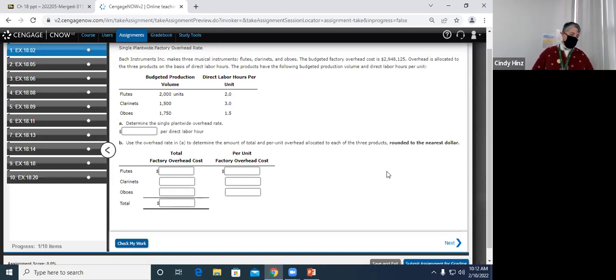Because exercise one is not anything new. As I said, it's review of what we have already been doing since chapter 16, allocating all of our factory overhead based on one cost driver. All the costs go into one pool, they get allocated based on one driver. And that's what we're going to do in our first exercise.